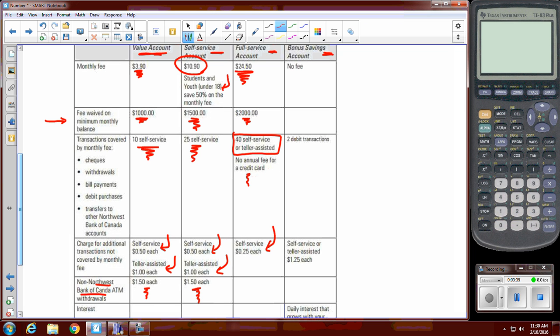And the last one, the bonus savings account, they don't charge you anything. So they don't care if you keep a minimum balance in there or not, because they're not charging you anything to begin with. You only are allowed 2 debit transactions. Now, debit means you're only allowed to take money out of your account twice in that month. So this is a true savings account. They assume that you're not going to be taking more money out.